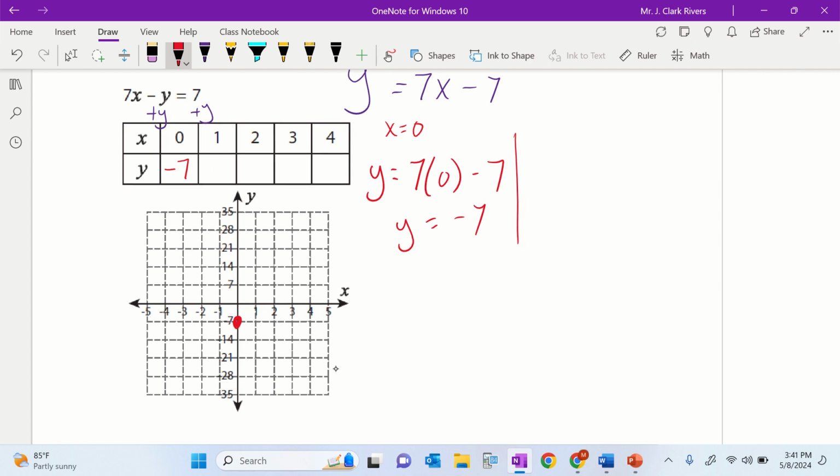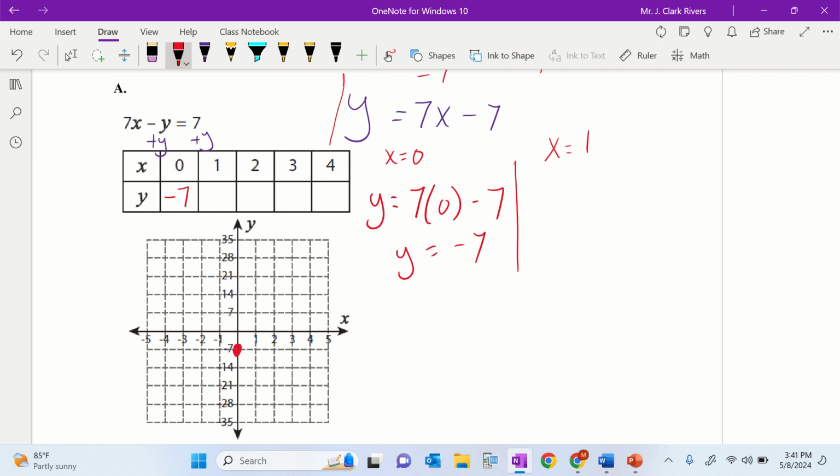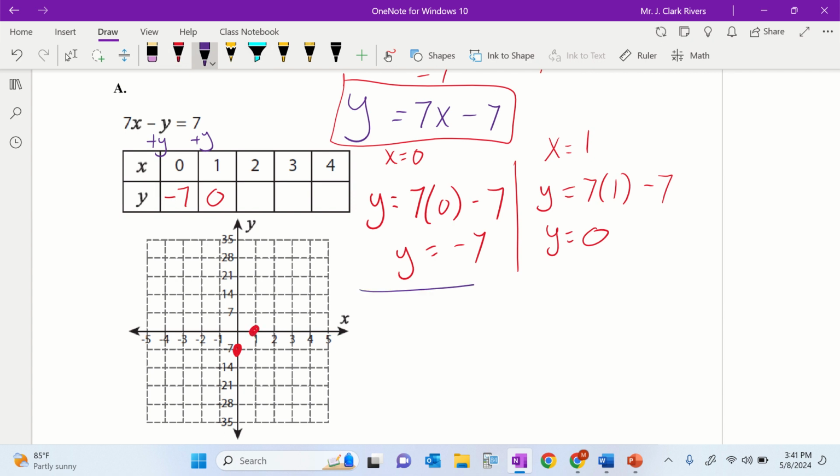Then we'll try x equals 1. X equals 1. Again, using this equation right here, y equals 7x minus 7. That's y equals 7 times, instead of x, we're going to sub in a 1, minus 7, so we get y equals, that's 7 minus 7, we get 0. 1 comma 0. When x is 1, y is 0, so right there. All right, let's try another one. How about x equals 2 right there?